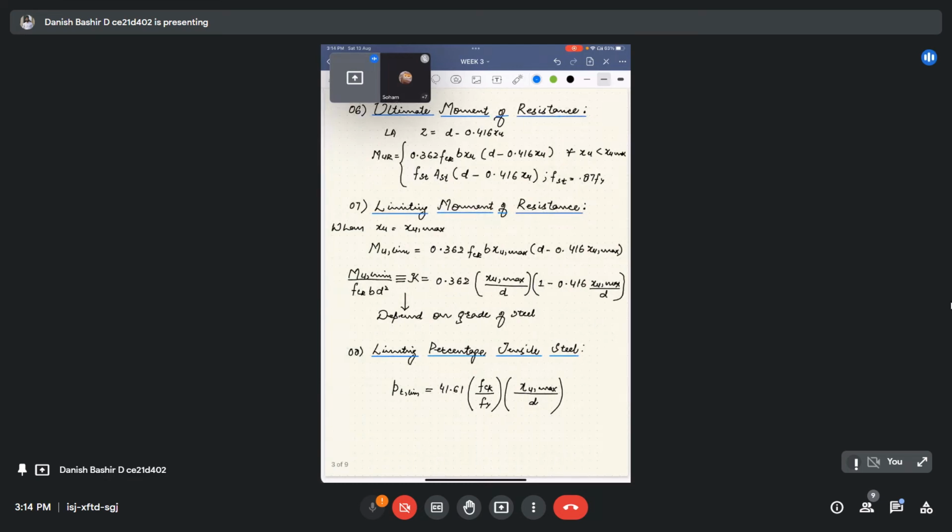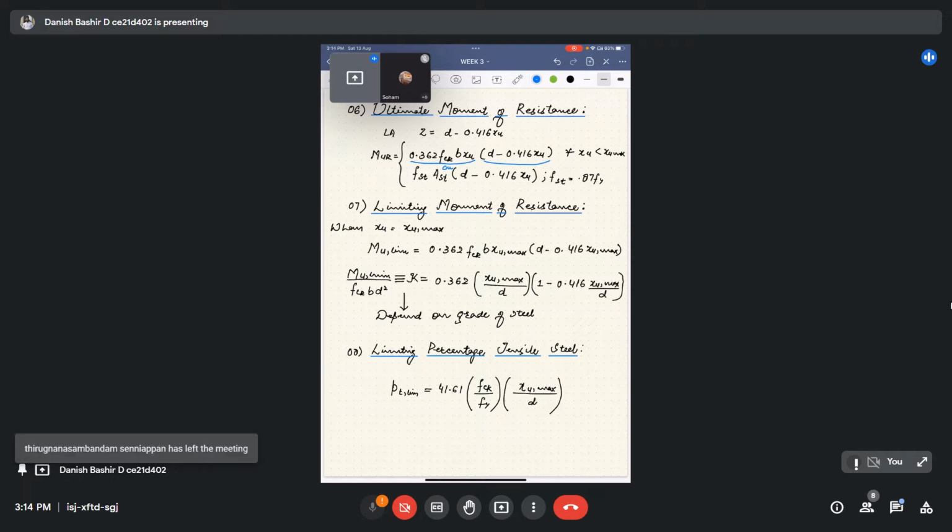Look, you can see that here it is actually the Cu term, and I have multiplied it with the lever arm distance Z, d minus 0.416 XU, valid for XU less than XU max. And the same is for FST AST, which is Tu, multiplied by the lever arm. You can remember these formulas this way: force multiplied by the lever arm is equal to moment. This is the simplest way you can remember these lengthy formulas.